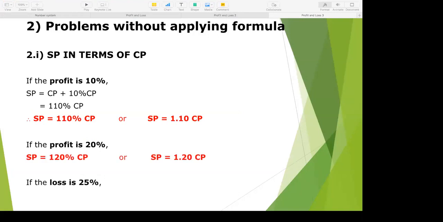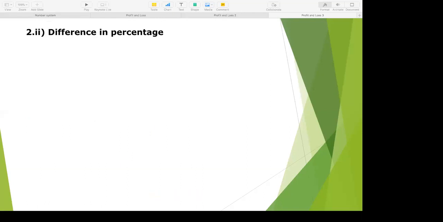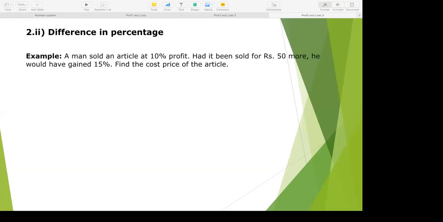So I hope this part is clear. You should always be capable of writing SP in terms of CP if you know the profit percentage or the loss percentage. Now, try to solve this question. Try not to use any kind of formula. Try to use logic, common sense.